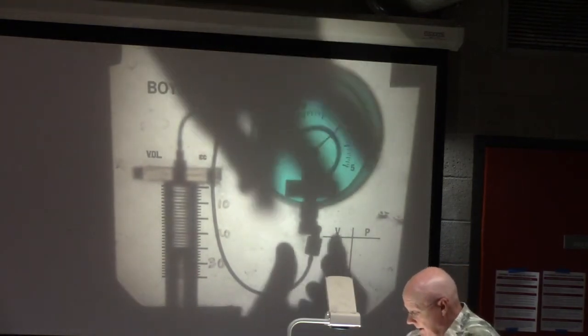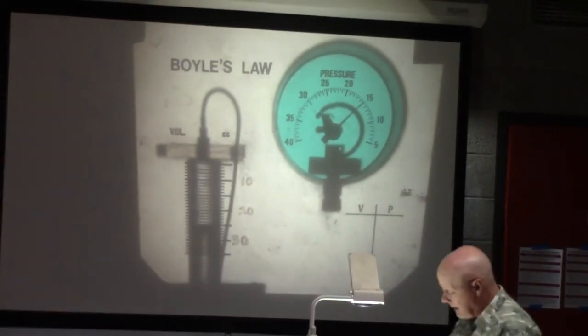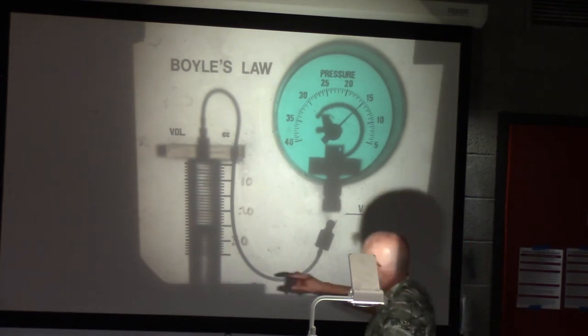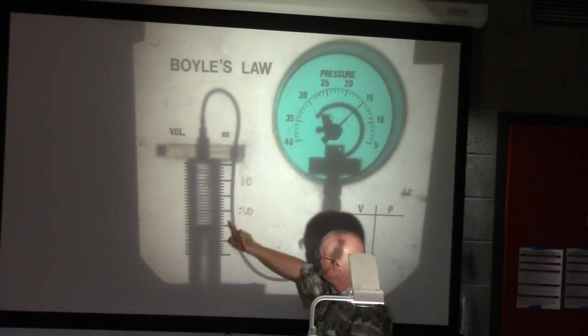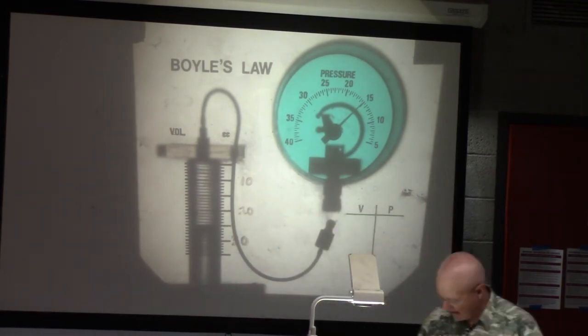But what I've done here is I have this pressure gauge so you can read it, and I have a syringe right here, and I don't know if you can see the edge of the syringe. It's right here. It looks like 25. And I'll just leave it at 25 cc's.